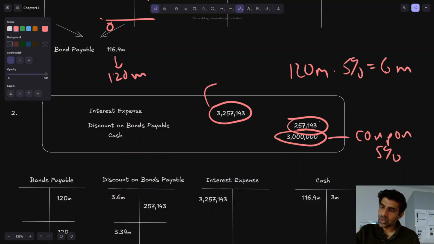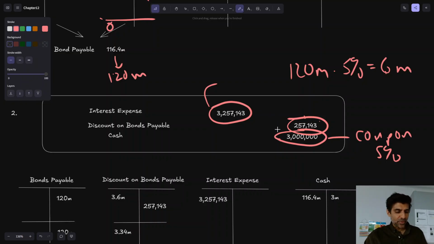3,257,143 times 2 is 6.514 million, divided by 120 million. It's 5.4%. If we use this straight-line method, your actual interest expense is 5.4%, because it's not only the 5% coupon, but also the amortization of the discount. Okay, make sense? Yes. Okay.